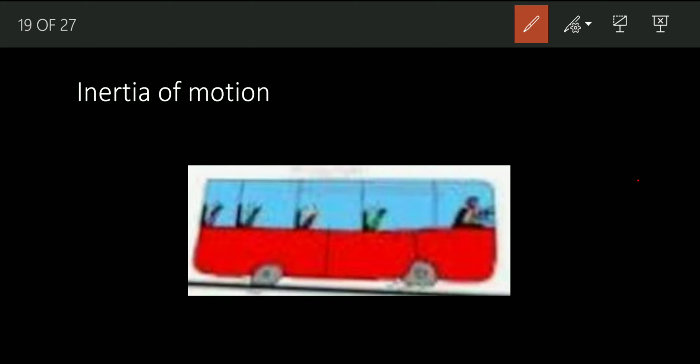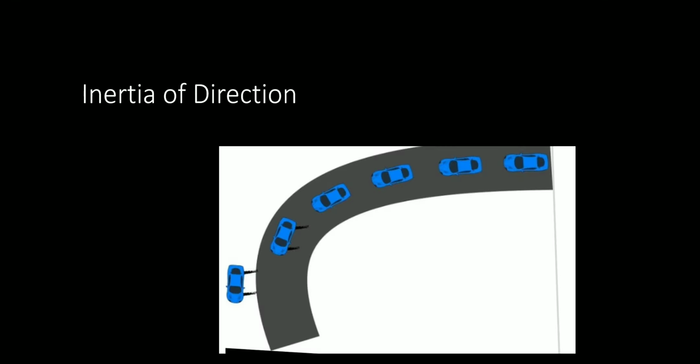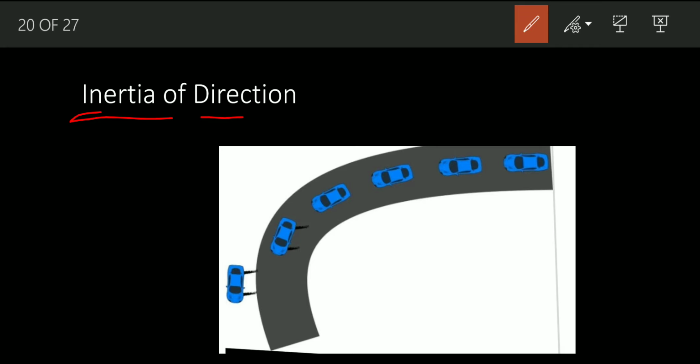Now there is one more inertia, which is inertia of direction. So in inertia of direction, what happens? Suppose a car is coming in this direction, and suddenly it takes a turn from here. The people sitting in the car are thrown in this direction. This is because of inertia of direction. People sitting in the car are in a state of motion, and when the car takes a turn, they are thrown to this side. So this is because of the inertia of direction.